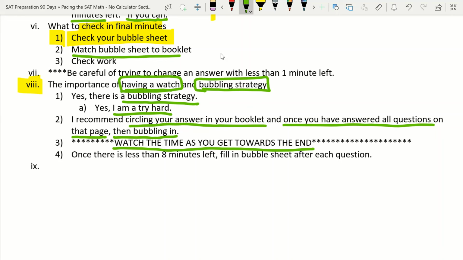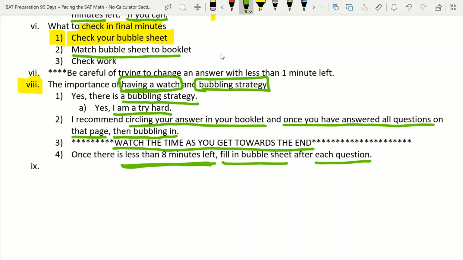So I'll press start, and once I see that there's about 8 minutes left, or less than 8 minutes left, then after that, I abandon this bubbling strategy where I do a page and then answer in everything I had for that page. If there's less than 8 minutes left, then we want to fill it in after each question, because we don't want to get in a situation where we have 1 minute left and we have to try to fill in 4 bubbles. Because if our second hand's off, or if the proctor somehow calls time a couple seconds early, then we might not be able to fill in those 4. And even though we might have gotten those 4 answers correct in our test booklet, that's not going to get scored because we didn't have time to put it in the bubble sheet.